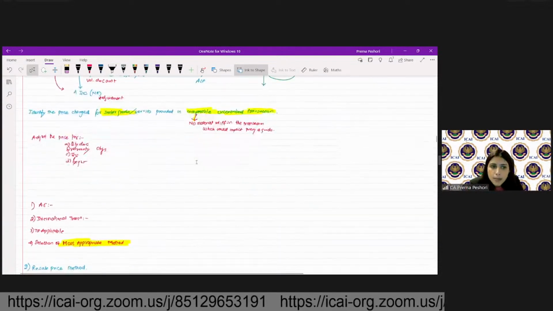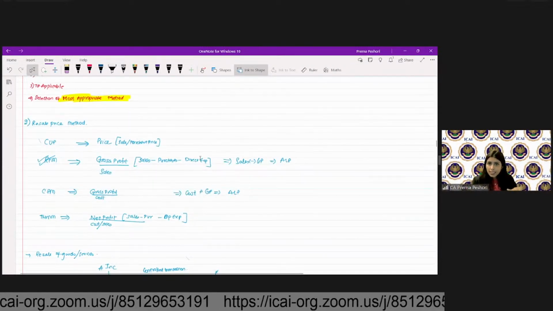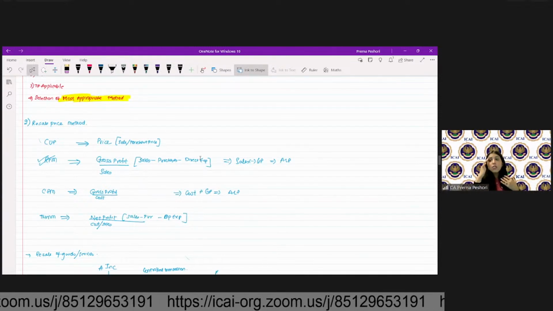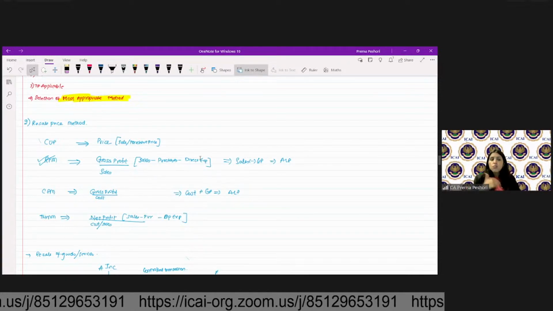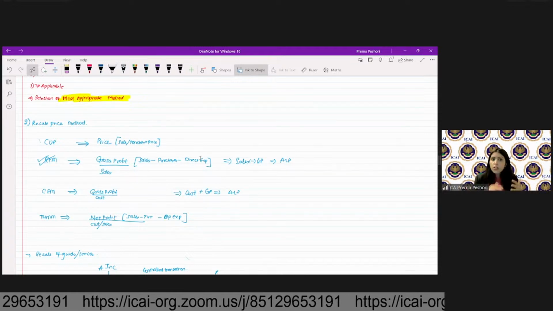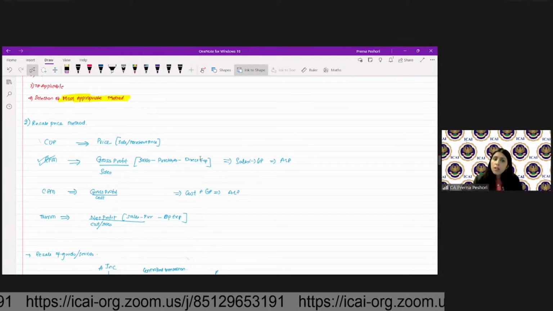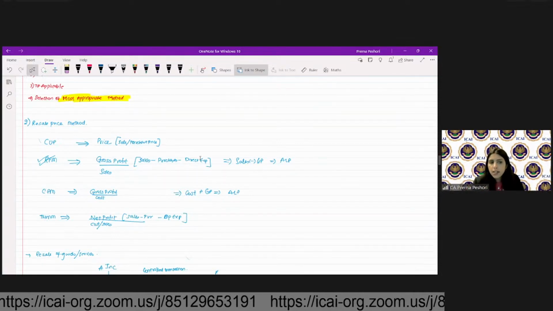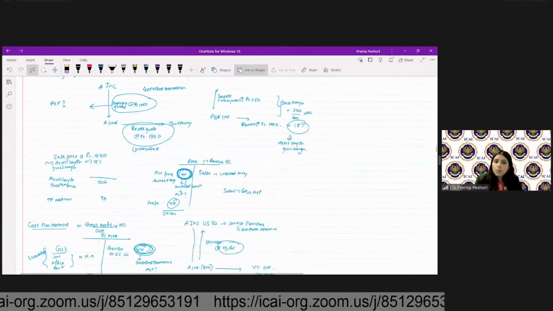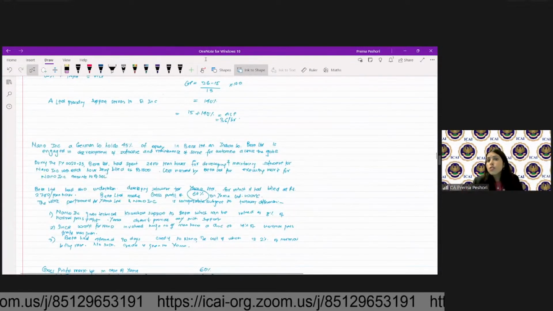Then you have the resale price method. Under the resale price method, you compare the gross profit on sales with that of the comparable company. Then you have the cost plus method, where you compare the gross profit on the cost to arrive at the ALP. Then you have the transactional net margin method, where you compare the net profit on the cost, or the sales, or the operating expense, or the operating assets. So under TNMM, we adopt different ratios to arrive at ALP. Resale price method is applicable to distributors. Cost plus method is applicable to service providers. And the transactional net margin method is the residuary method.